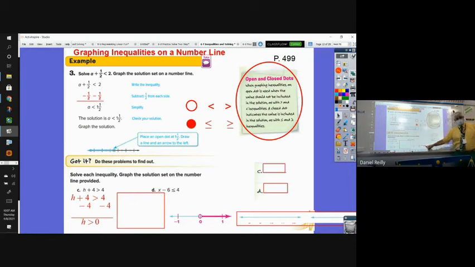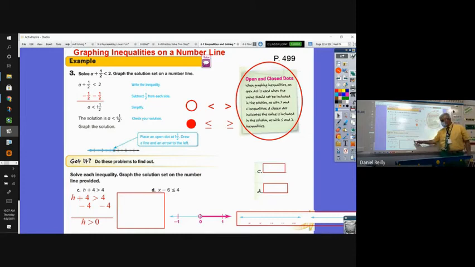Every number underneath this arrow makes that inequality true. Anything bigger than 0, but not including 0. Because if I put 0 in here, I get 4 is greater than 4. That's not true. 4 is not greater than 4. 4 is equal to 4.